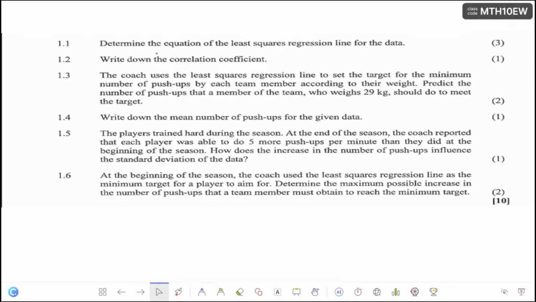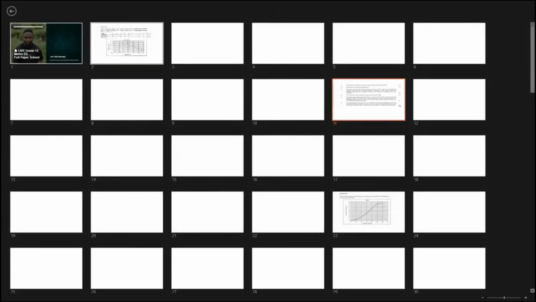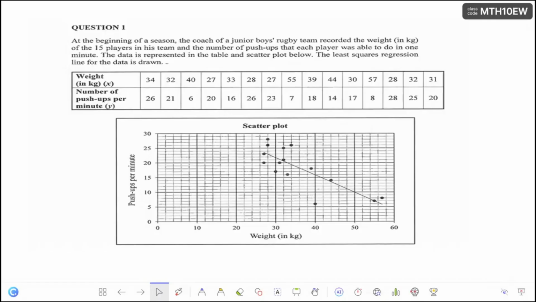Question 1.1, they said determine the equation of the least squares regression line for the data. The way you can solve this one, we need to punch all the data inside our calculator. We need to be fast because we're not going to spend much time on statistics. If you are using Casio, you need to press mode, then stat, which is number 2, then you press 2. You will see A plus BX, press that one. You will see 2 columns, which are X and Y.